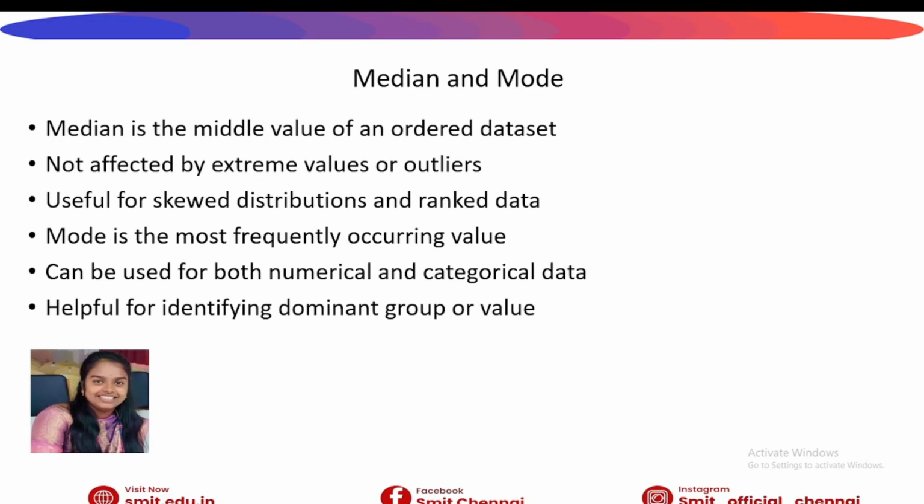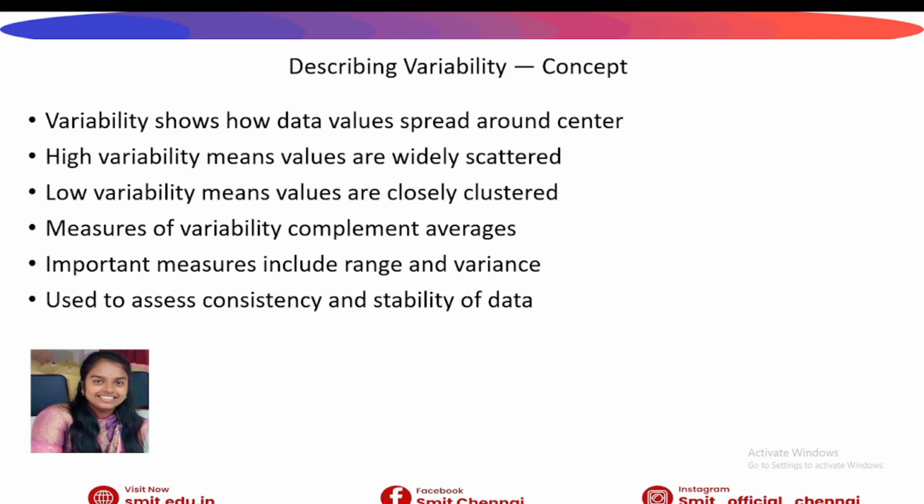And then moving on to median and mode. The median is the middle value of an ordered data set. Not affected by extreme values or outliers. Useful for skewed distributions and ranked data. Mode is the most frequently occurring value. Can be used for both numerical and categorical data. Helpful for identifying dominant groups or values. These are the median and mode.